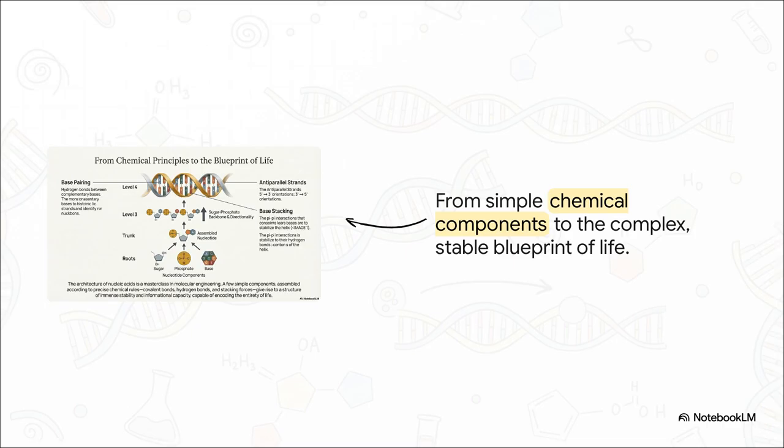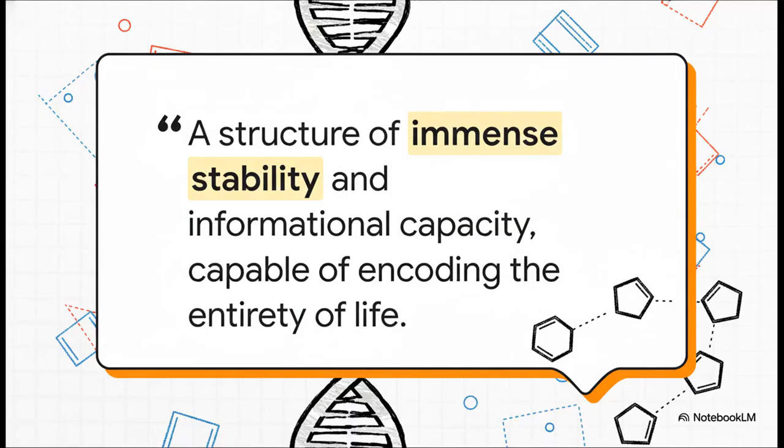We started with the simplest possible parts: a sugar, a phosphate, and a base. These assembled into nucleotides. Those nucleotides then link together to form a strong directional chain. And finally, guided by those two elegant rules of base pairing and stacking, two of those chains intertwine to create the blueprint of all life. It really is a masterclass in molecular engineering, isn't it? Just a few simple components, when assembled according to these precise chemical rules, give rise to a structure of immense stability and incredible informational capacity. A structure capable of encoding the entirety of life.